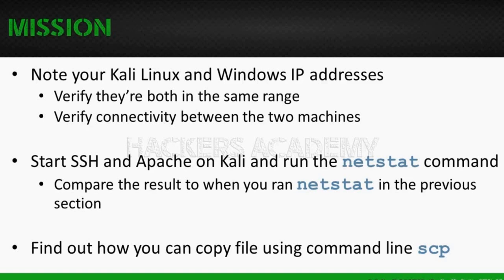Then on Kali, start SSH and Apache. Run the netstat command that we saw earlier and compare the results after you started SSH and Apache to the previous results from netstat from the previous section. Once you've done that, find out how you can copy files using the scp command on Kali. We saw WinSCP, which is a graphical tool to copy files on Windows. However, I didn't show you how to do that using Linux.